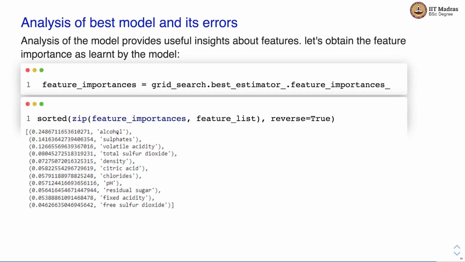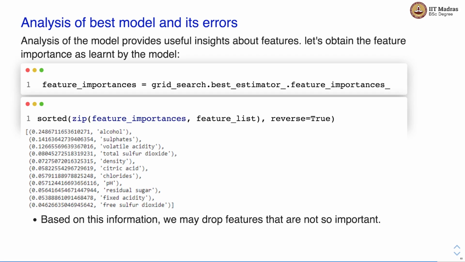So the wine quality is highly dependent on alcohol, or the alcohol feature is the most important feature in determining the wine quality, and it has a score of 0.24, followed by sulphates, volatile acidity, followed by total sulfur dioxide, density, and so on. Based on this information, we may drop a few features that are not so important in prediction of the target variable.